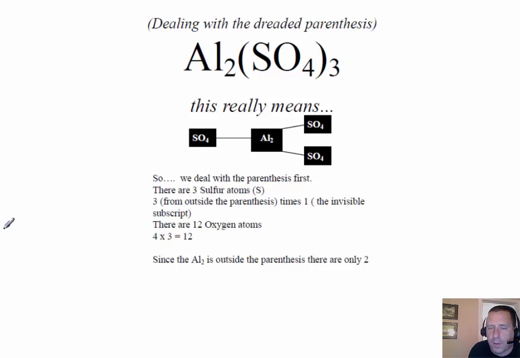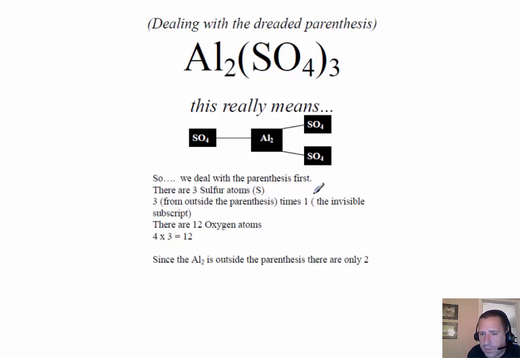Now we get to the part of counting atoms that tends to scare people the most, but it really shouldn't: the dreaded parentheses. What the parentheses mean is that there's an SO4 unit attached onto this aluminum in 3 different places. So this SO4 is here, here, and here.